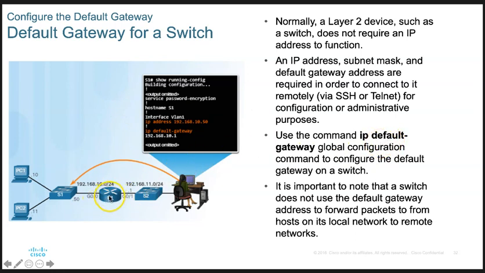And here's a good example. Say the user is here and the switch you want to configure is over here. You can't physically connect to it, and you can't SSH to it because it's not in your network. The only way to reach this switch is to make sure you configure the default gateway. And the command to do that is ip default-gateway for the switch.